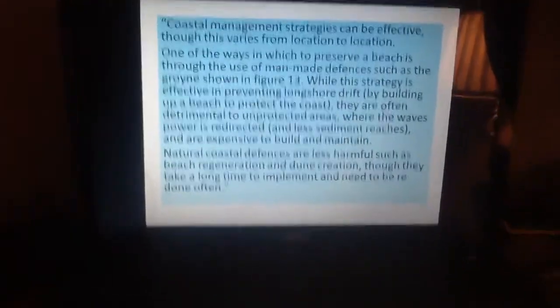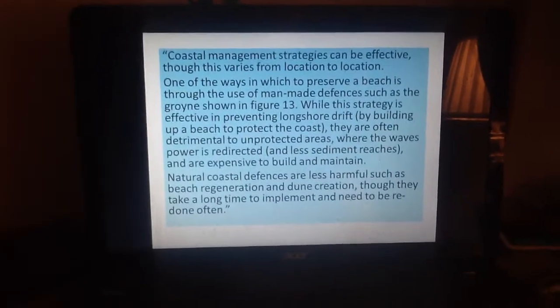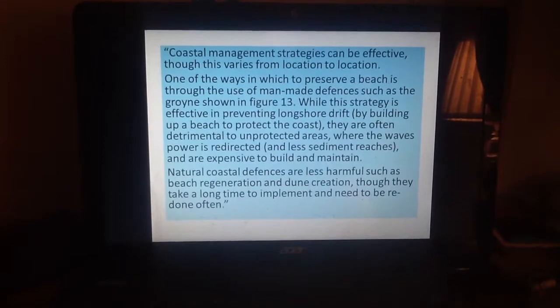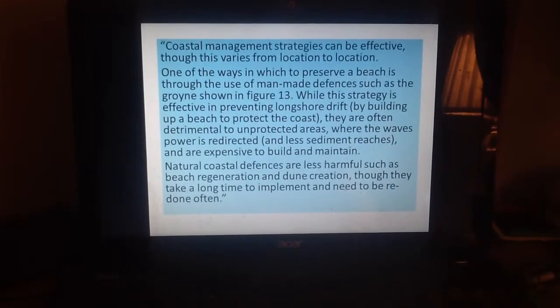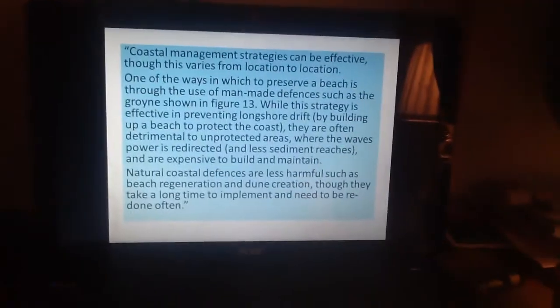Okay, so to help you with that, if you want to, I've got a little example of someone who actually did an answer on this. I've got a typed up example of someone who probably got an 8 or a 9 out of 9 in this. And they said, coastal management strategies can be effective, though this varies from location to location. They say one of the ways you can preserve a beach is through the use of man-made defences, such as the groin shown in figure 13.